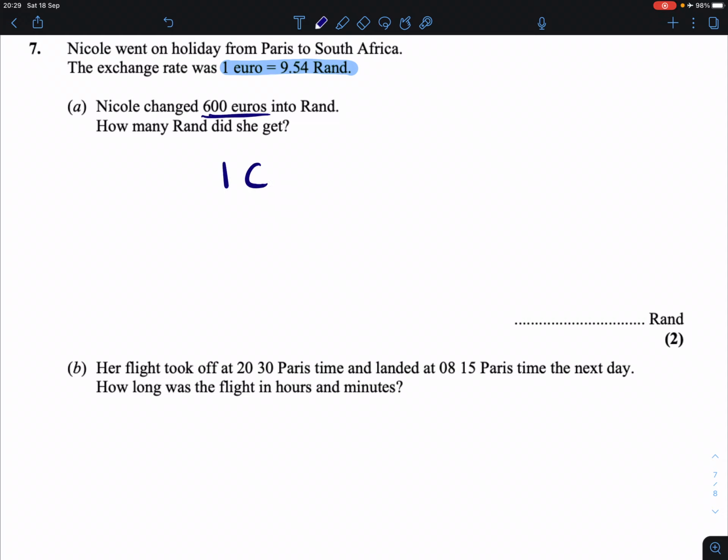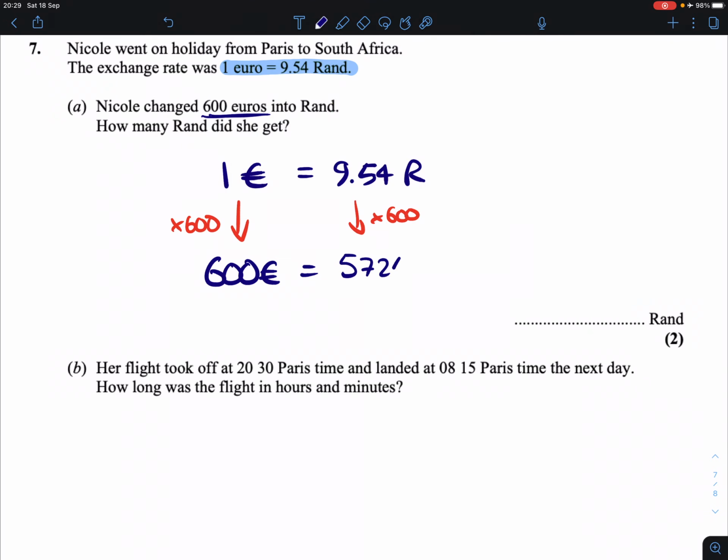Well, if we write down €1 equals 9.54, I'm just going to write Rand as a big capital R here. We're asking the question, how much is 600 euros? Well, that is 600 times as many euros as 9.54 is. So if we multiply 9.54 by 600, we will get the number of Rand that way. So 5,724 Rand is our answer for part A.